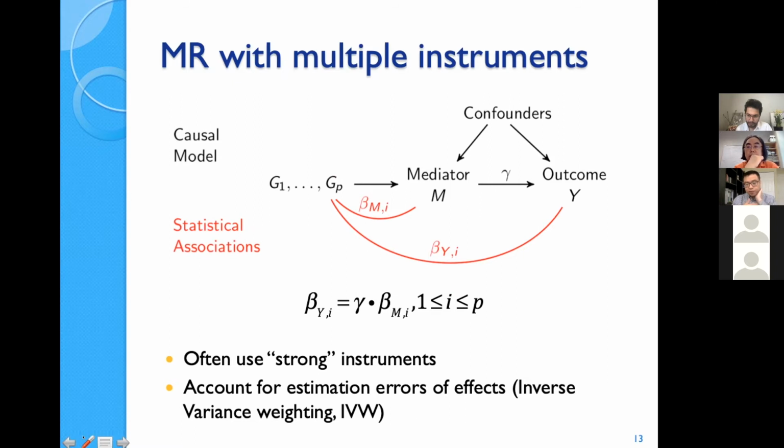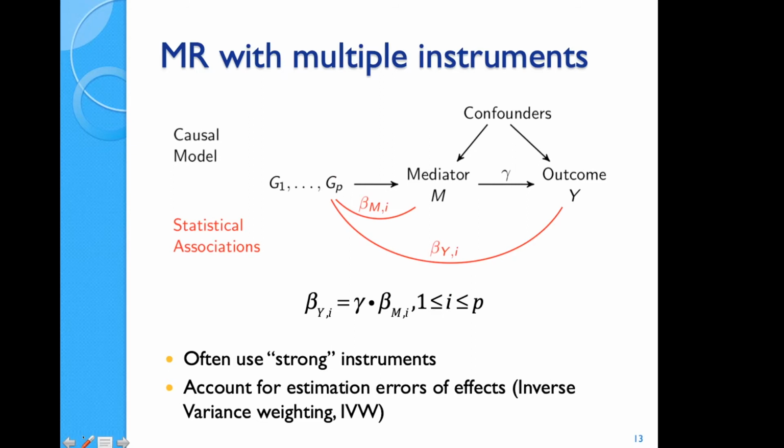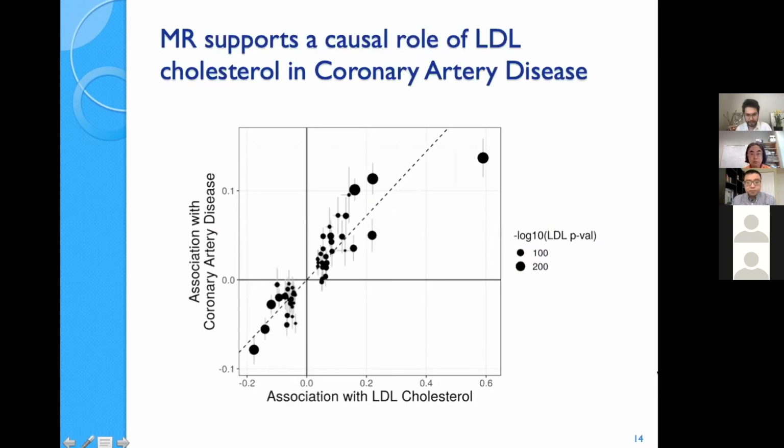And sometimes you have to account for estimation error of effects. What that means is that the beta M and beta Y come from association studies. Those have some measurement error because it comes from a statistical test, so there's some uncertainty of the true effect size. The standard approach of fitting this regression model is called inverse variance weighting, or IVW. I'm not going to talk about details.